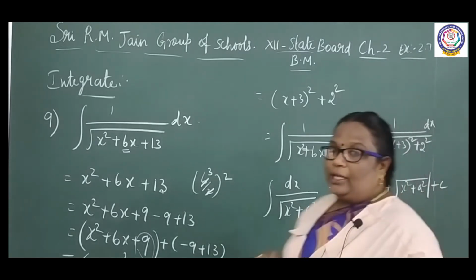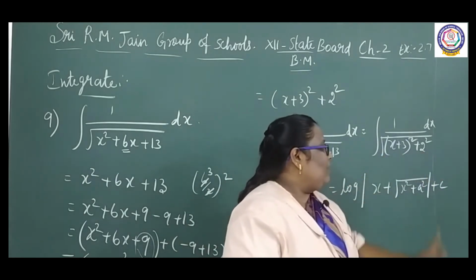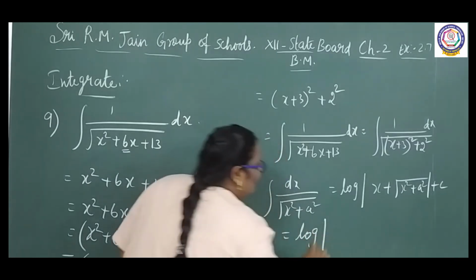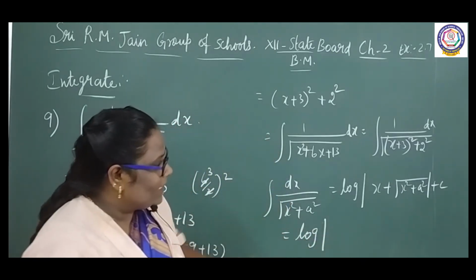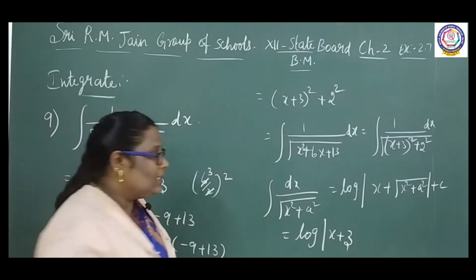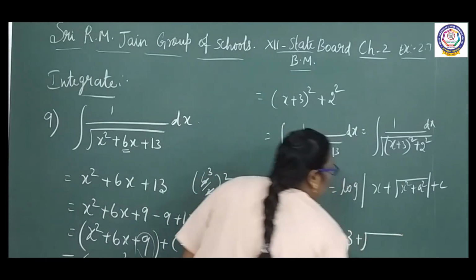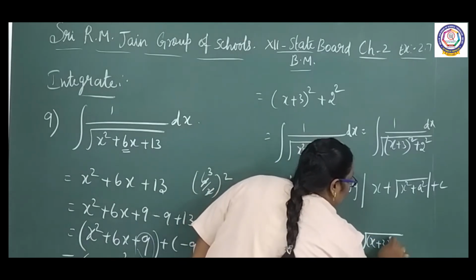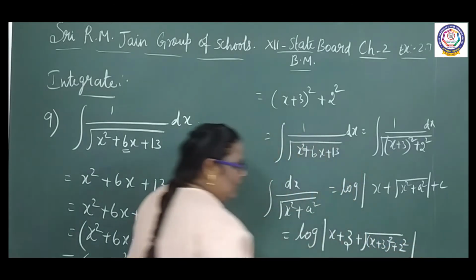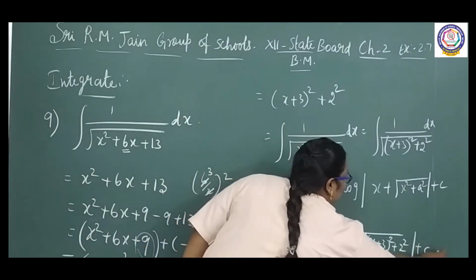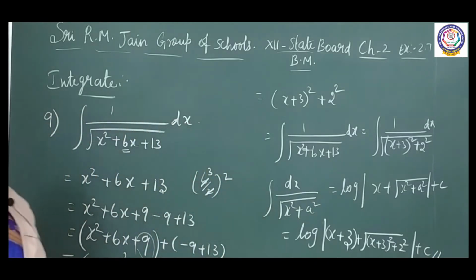So you can substitute x as x plus 3, and a as 2. So it gives log of modulus of x plus 3 plus root of x plus 3 the whole square plus 2 square, plus c.